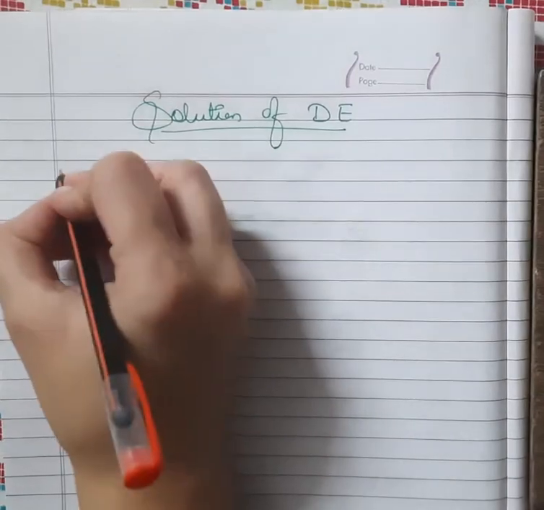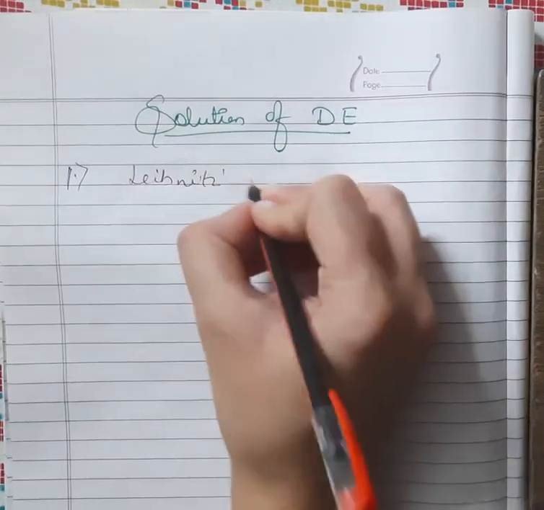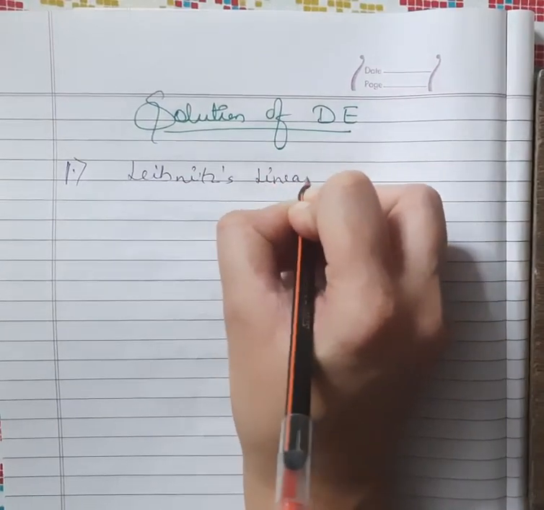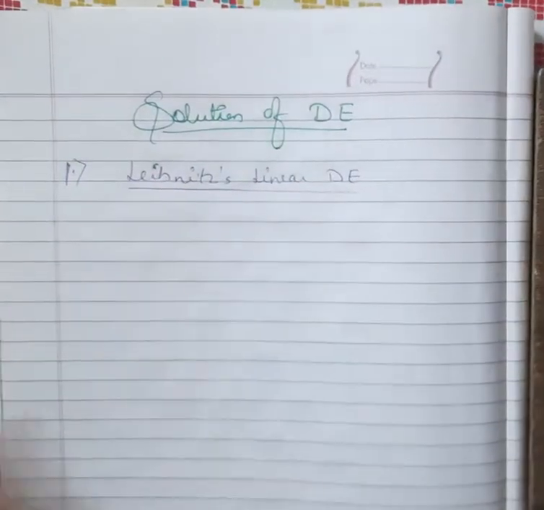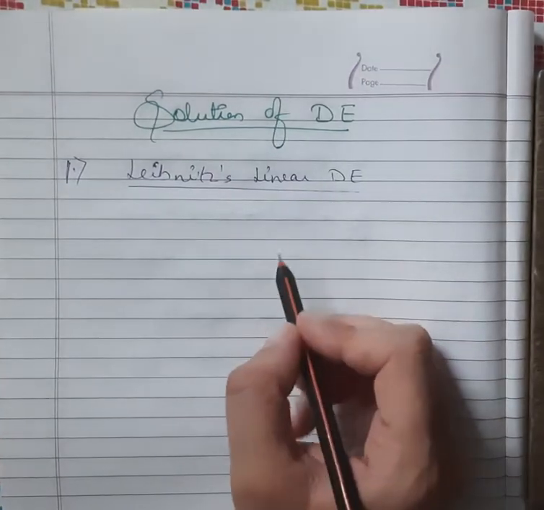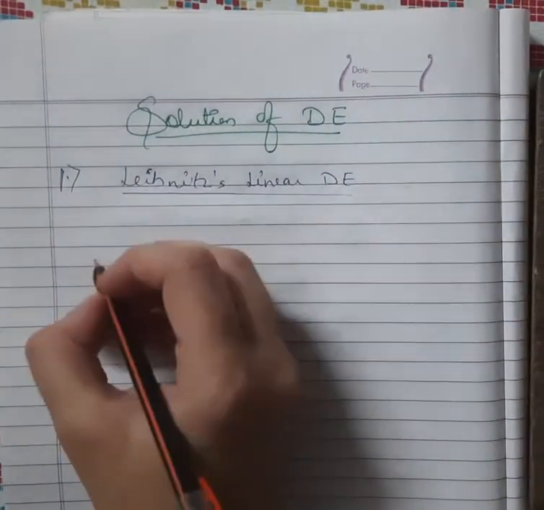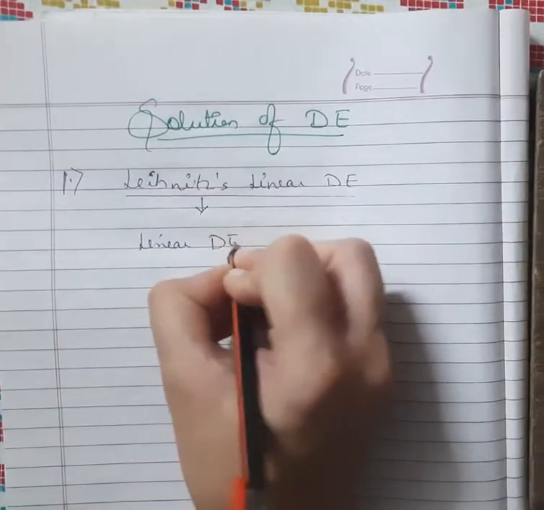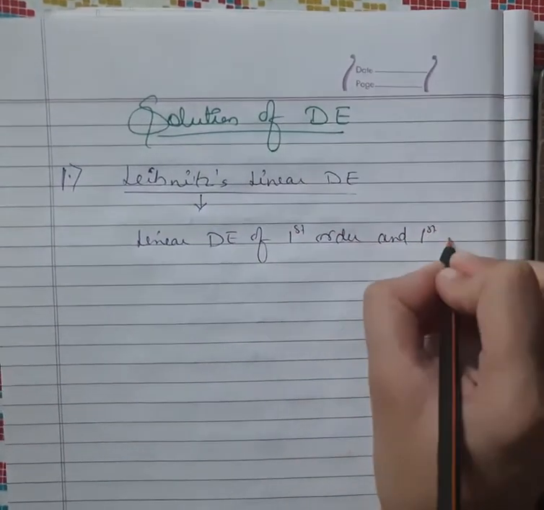So under that, the first category which we are going to discuss in this video is Leibniz linear differential equation. The first topic which we are going to study is Leibniz linear differential equation. First we will see what is Leibniz linear differential equation. Then we will look for its working procedure, that how we can find the solution of Leibniz linear differential equation. Basically this Leibniz linear differential equation is a linear differential equation of first order and first degree.